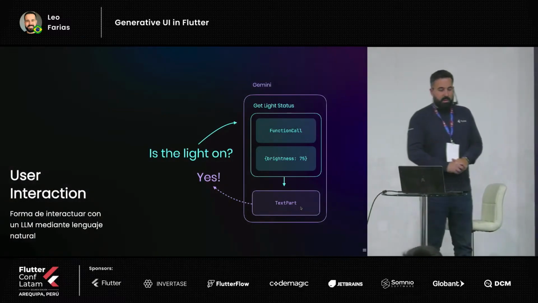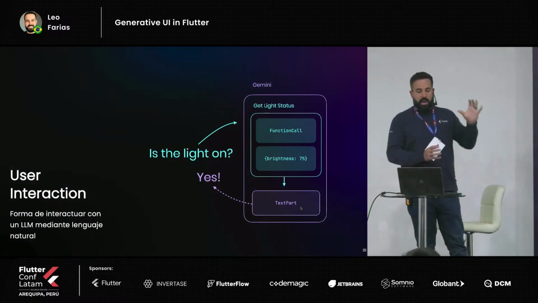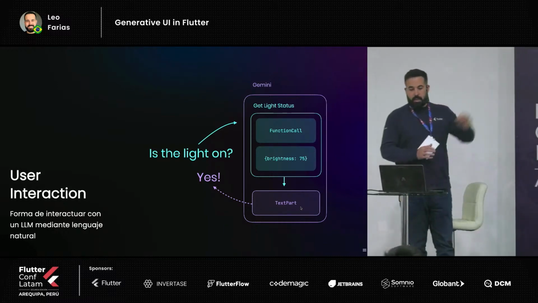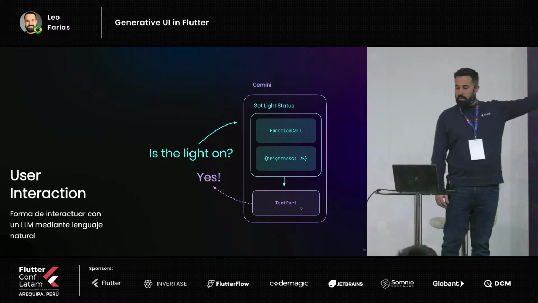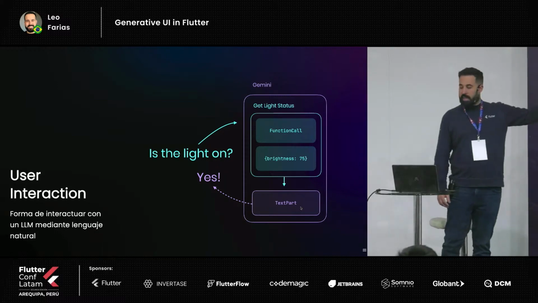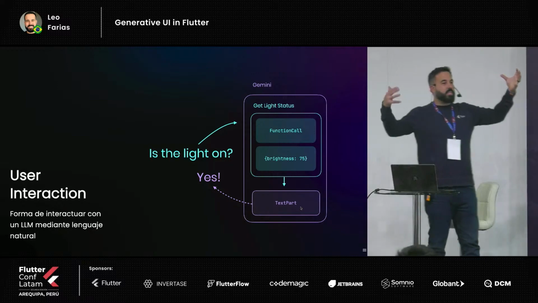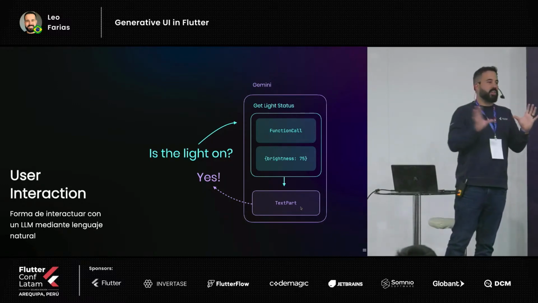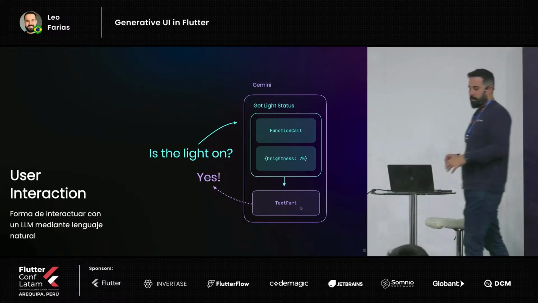And this is where it gets exciting for generative UI. Right now, how we interact, we ask, is the light on? Then the LLM says, I'm going to make a function call to get the lighting. It returns the brightness, 75. And then it responds, okay, 75, the light is on? Yes. So essentially the way we interact through natural language is this workflow. I asked, and it responds with yes.